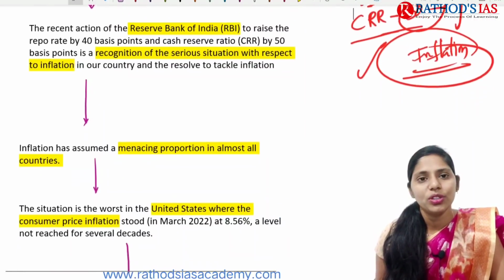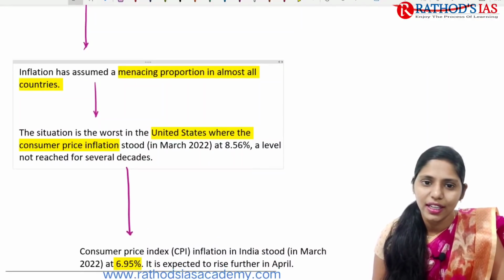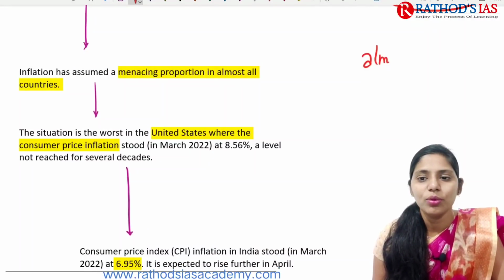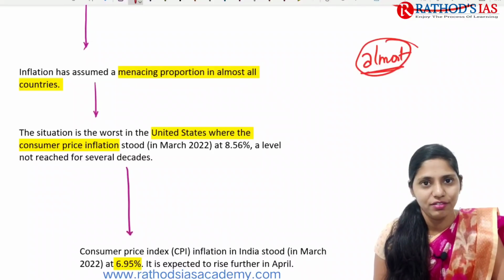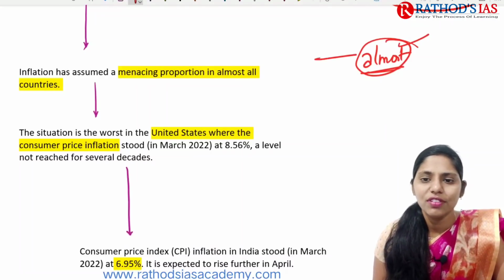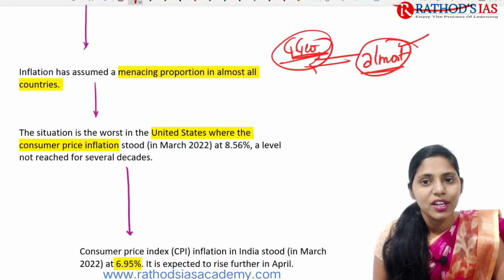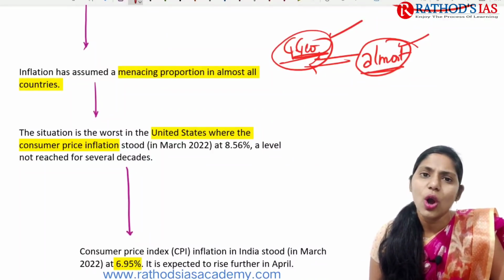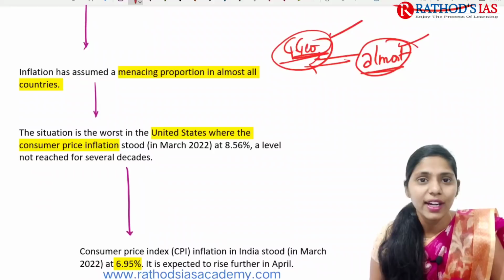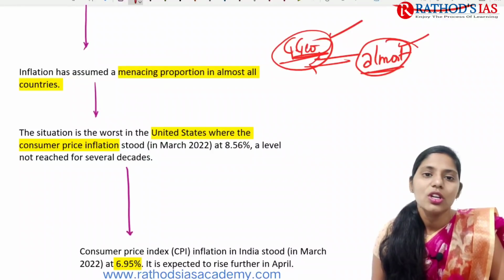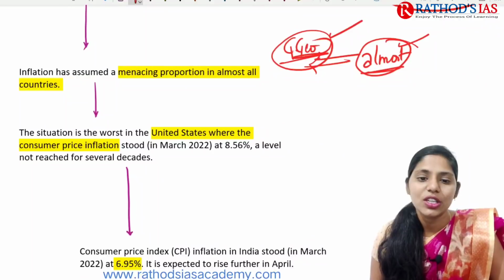As you all know, inflation is not only seen in India, but almost all countries are facing it. This inflation can also be connected with the global geopolitics that are going on, right? If you're talking about a country like the USA, what did it do to control this inflation? The worst situation is mainly seen in the USA.